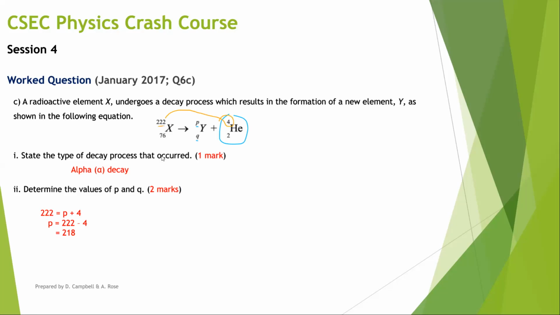Similarly, to determine what Q is, we need to find out what number we add to 2 to get 76. So Q is equal to the difference between 76 and 2. Therefore, to find the value of Q, we subtract 2 from 76, which gives us a value of 74.